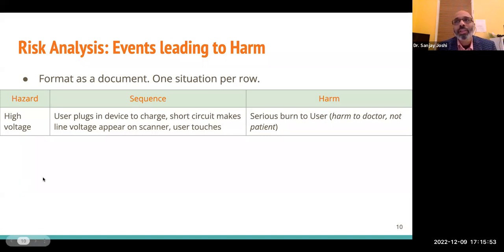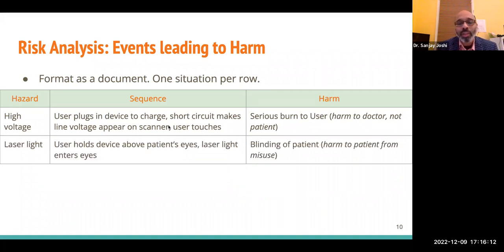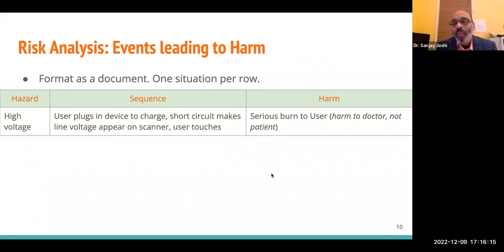It's supposed to be a handheld device, but if you plug the device into the wall socket to charge it, and let's say a short circuit makes the line voltage, the 220 volt AC, appear on the scanner, and the user touches it. So just the short circuit is not enough. Somebody actually has to touch the device. And what could it cause? It causes serious burns to patients.